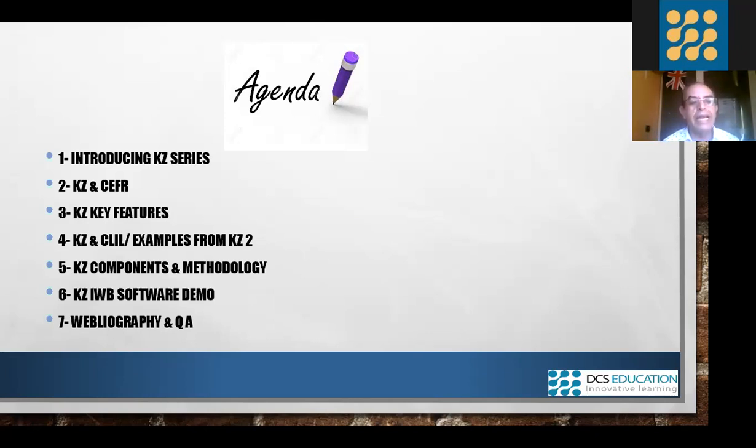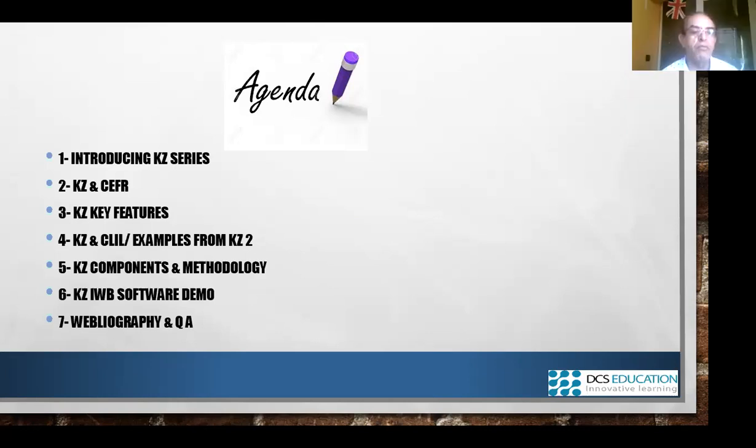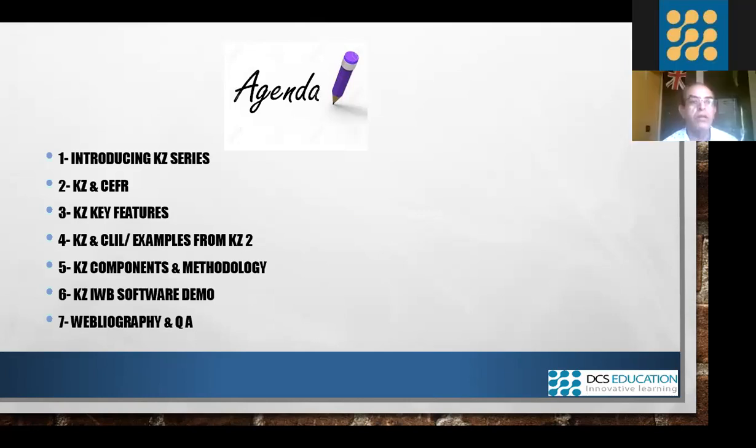Then Kidzone and CLIL, which is the new framework. I'll talk to you about it and why CLIL is part of many syllabi nowadays, and then we will provide examples from Kidzone 2. Then slide number 5 will be about Kidzone components and methodology. What are the underlying theories behind this kind of syllabus? What are the approaches and methods adopted in this syllabus by textbook designers and writers?